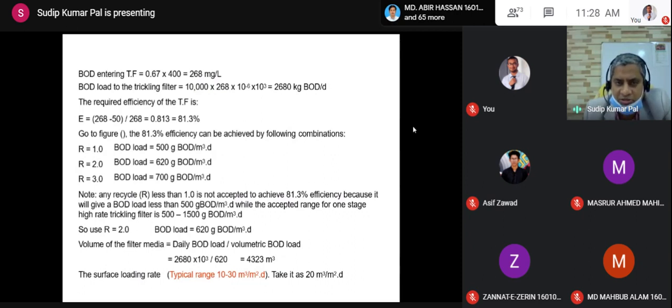Okay, so let's discuss. Since there is a primary clarifier, as you can see, then what is the BOD entering into the trickling filter? So they assume 33% removal in the primary. So this is 268. Do you understand this? So you can assume 25 to 30. Then your value will be slightly different from here. Is this line clear, all of you?